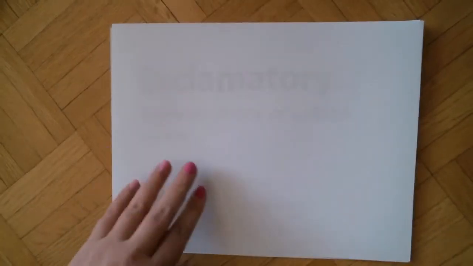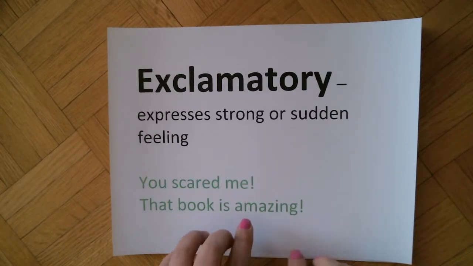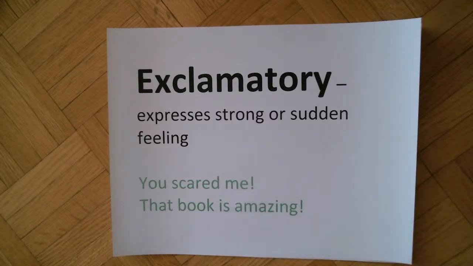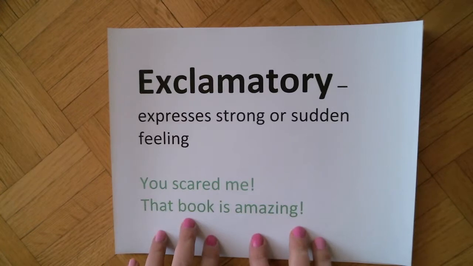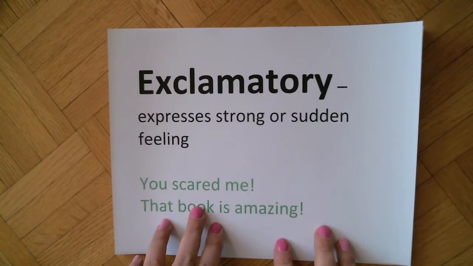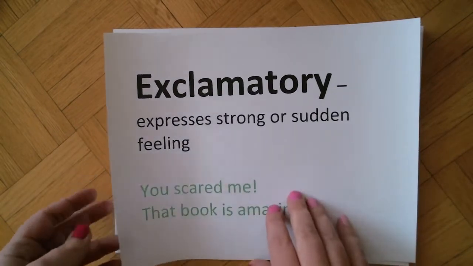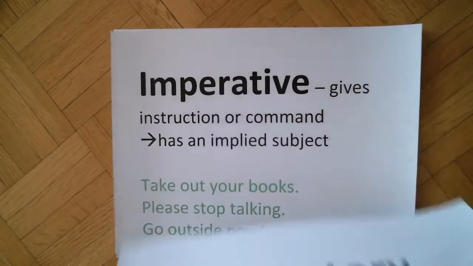Our next kind of sentence was an exclamatory sentence. An exclamatory sentence is an exclamation. It expresses strong or sudden feeling. So you'll see that there's an exclamation mark at the end of an exclamatory sentence. There has to be an exclamation mark in order for it to be an exclamatory sentence. You scared me! That would be a strong or sudden feeling. That book is amazing! That would be a strong feeling. Just because it ends with an exclamation mark doesn't mean it has to be an exclamatory sentence, so we should double check that it actually is an exclamatory sentence and not possibly an imperative sentence.